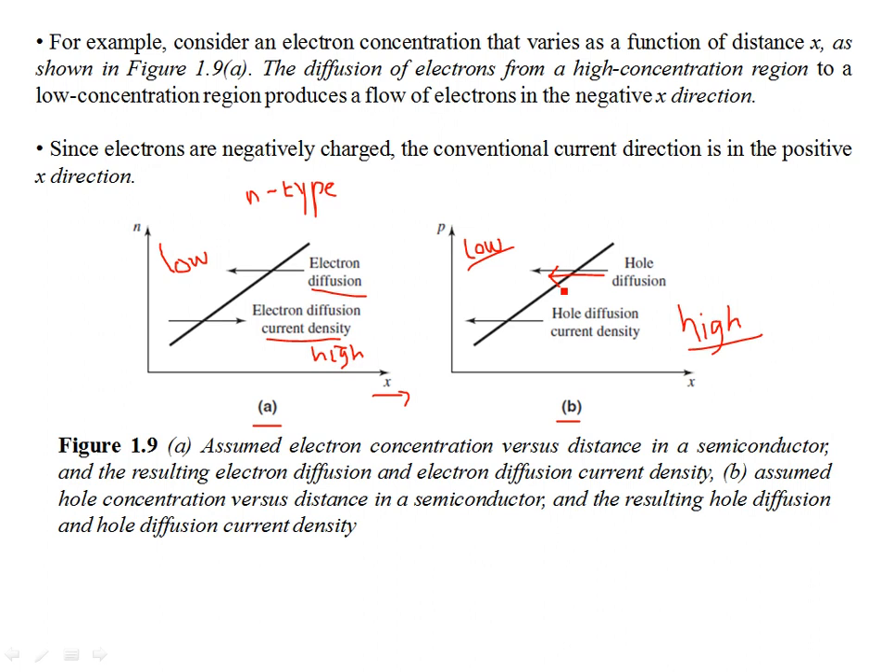And you know that the conventional current of positively charged particles, holes in this case, is in the same direction as that of the current. So the hole diffusion current density and the conventional current are in the same direction as the hole diffusion.